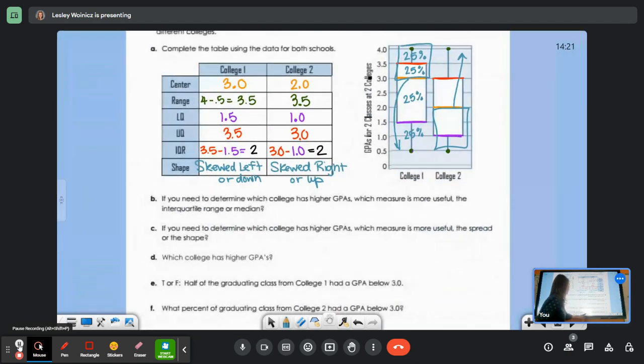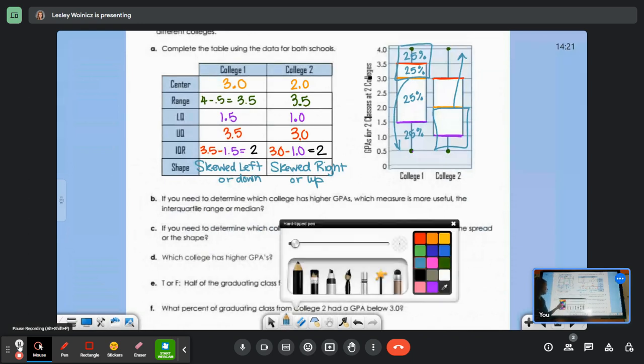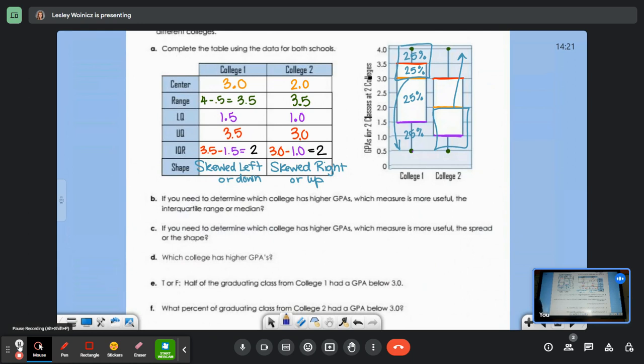Okay, first one, which is B. You ready? Yeah, I think I'm ready. All right. It says, if you need to determine which college has higher GPAs, which measure is more useful, the interquartile range or the median? Okay, first of all, before we start yelling stuff out, which college actually has higher GPAs? Okay, perfect. So that was question D. So we'll just answer that one right now. College 1.